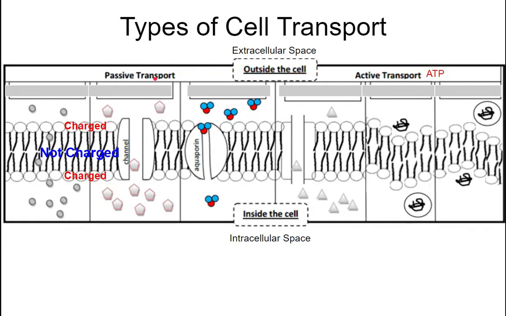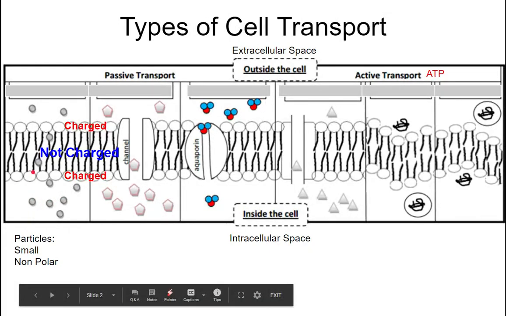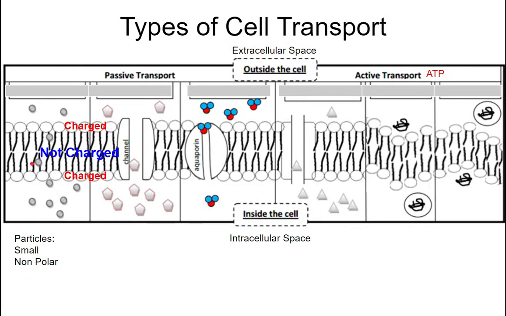Let's focus on passive. In our first form of passive, we're taking a look at very small particles that are not charged. We call those nonpolar. And you notice that they move right through the plasma membrane. These can be things like oxygen or CO2. Now, when they move through, they always go from an area of high concentration to an area of low concentration, and that movement is called diffusion. So this is known as simple diffusion because it goes right through the membrane.